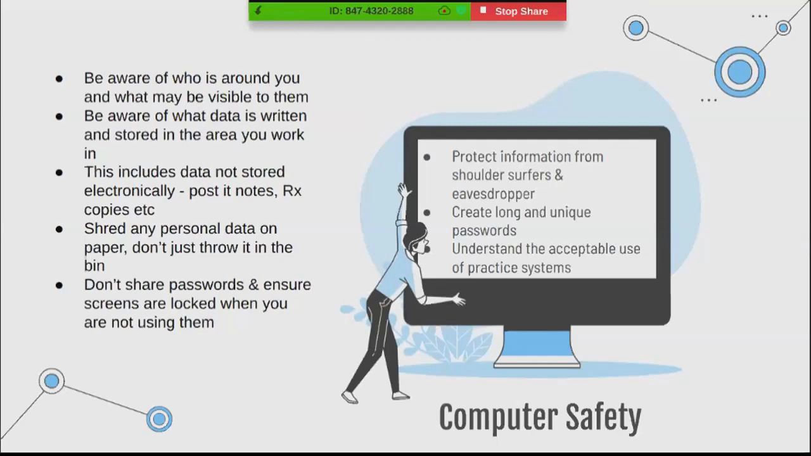If you walk away from your screen, make sure you lock the screen. Don't just leave information up while you go and help a patient choose frames. Make sure the screen is locked and personal information isn't on show, because anyone could then see it and have access to that information. Any personal data that is on paper must be shredded. Don't just throw it in the bin. Don't just screw it up in a ball and chuck it in the bin. It needs to be shredded and disposed of properly.